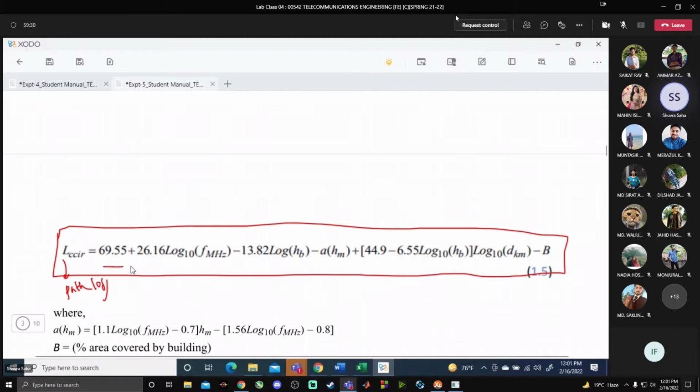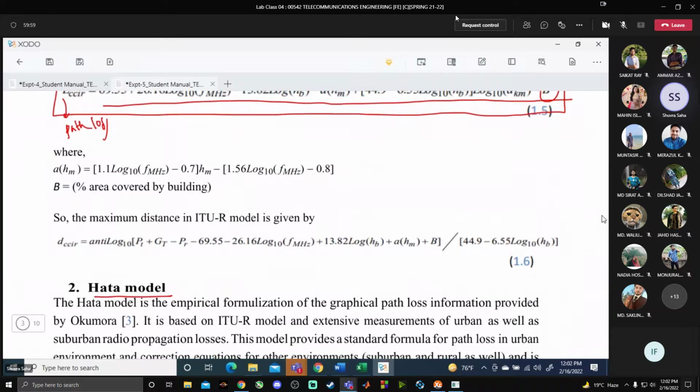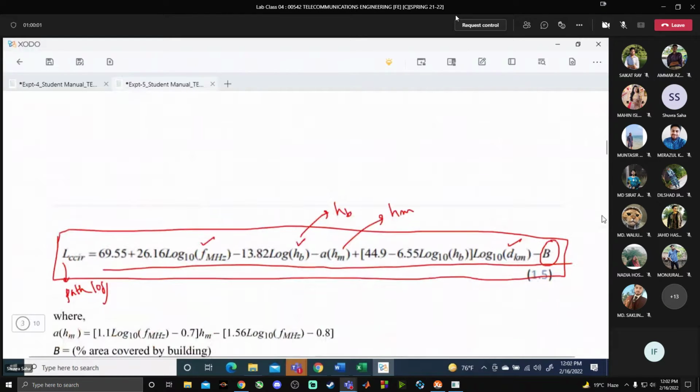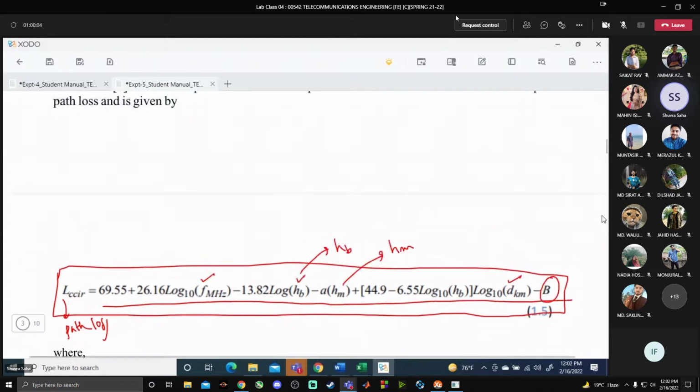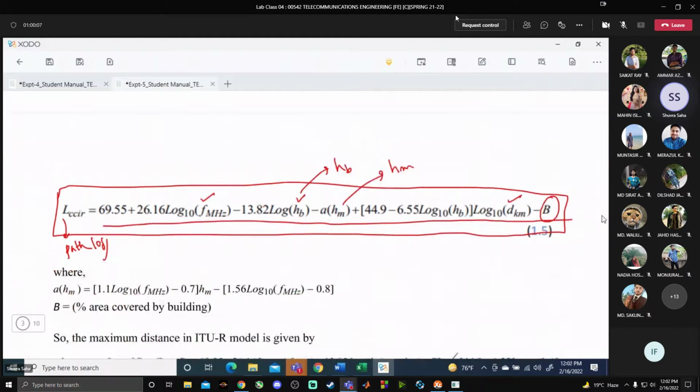Now if you look at this, you will see all the other parameters that can be there. You have the basic two path loss variables, frequency and distance. But with them you also have HB, the base station antenna height, so the transmitting antenna height. You have HM, the mobile station antenna height, that means the receiver antenna height, and you also have B, which is the bandwidth. So these are written here. B is not the bandwidth, I said it wrong. Here B is the percentage of area covered by the buildings.